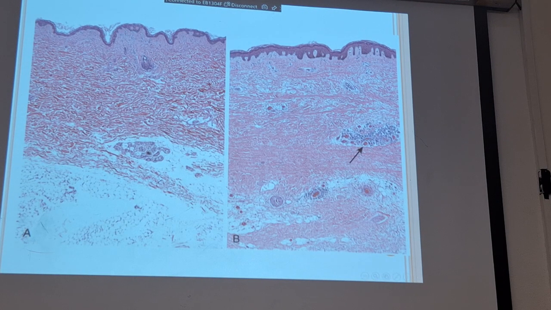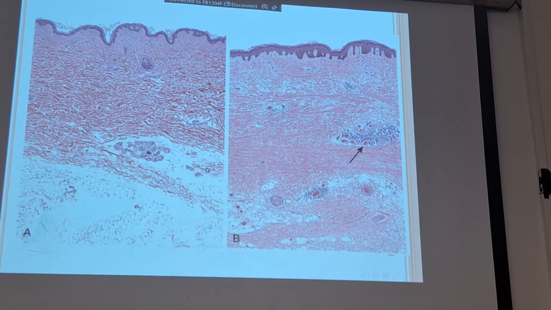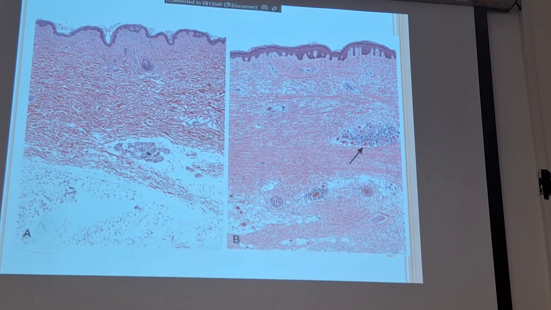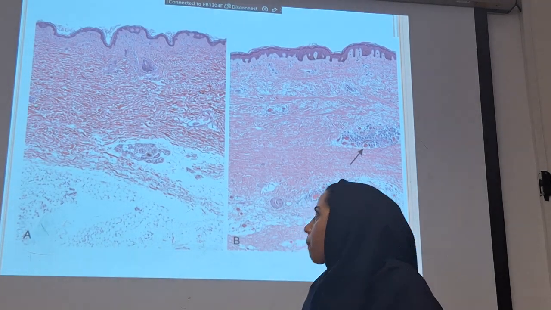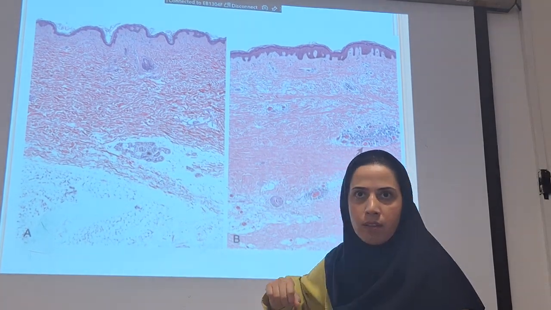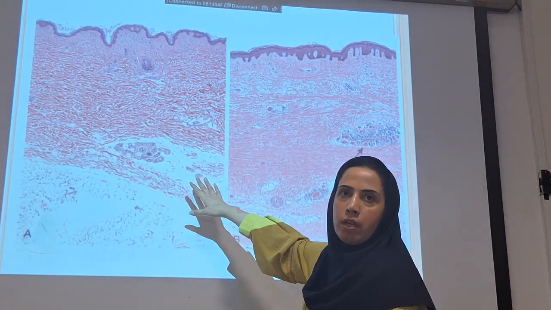Okay, look at this picture. I told you that an important organ that is involved is the skin. Can you compare these two pictures? This one and this one. We have epidermis, dermis, and subcutaneous fat. Okay, this is normal skin.